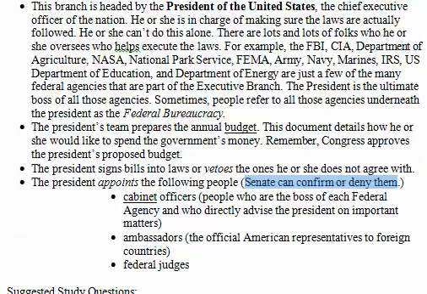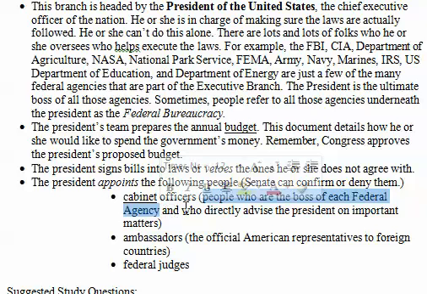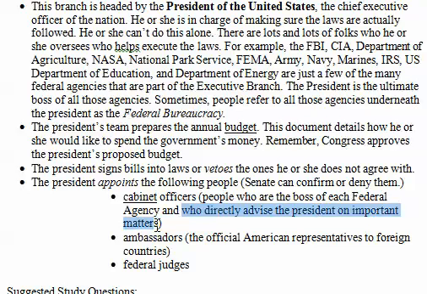The president appoints cabinet officers. That's the first one. Cabinet officers are people who are the boss of each federal agency. So the person in charge of FEMA and the CIA, those are all members of the cabinet. Those cabinet officers also directly advise the president on important matters. So occasionally the president will call his cabinet together, and that's the heads of all his agencies, and they'll talk about a particular bill or a particular thing or whatever.